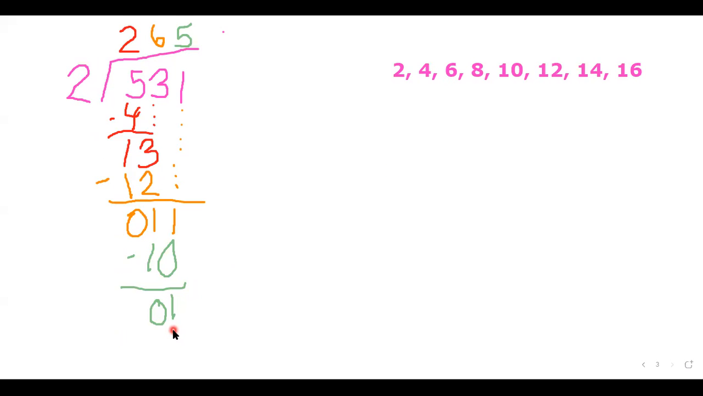Two can't go into one. So that means on this problem, we're going to have a remainder also. And that's going to be a remainder of one because there's no way I can share one between two, right? So your answer here is 265 with a remainder of one, okay?